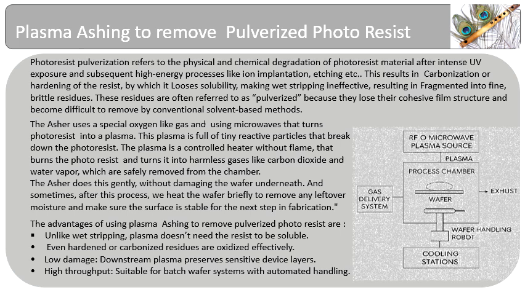In an asher, when photoresist is exposed to plasma, it gets pulverized and turns into harmless gases, which are safely removed from the chamber. Photoresist loses its cohesive film structure and becomes difficult to remove by conventional solvent-based methods. The asher does this gently, without damaging the wafer, and creates a stable surface for the next processing step.